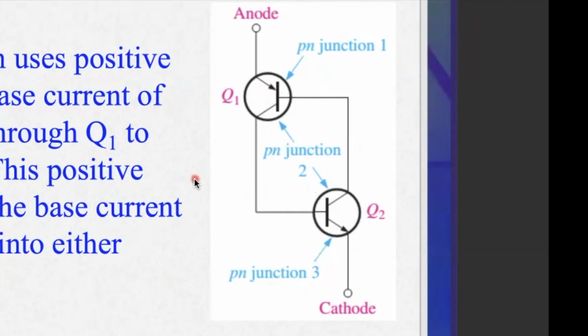And when we consider the breakover voltage, it is large enough to break down the collector of Q1. Once you break down the collector of Q1, then the positive feedback will start. That will be the conduction state.